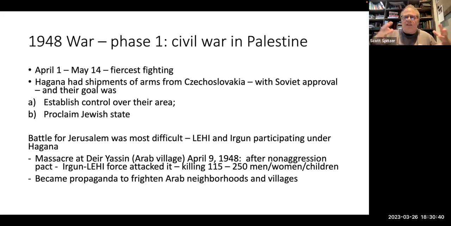Lehi and Irgun decide to come under the leadership of Ben Gurion. They're all fighting together. And then in Deir Yassin, an Arab village, on April 9th of 1948, after a non-aggression pact was signed with the city, there's an attack anyway. Irgun and Lehi forces attack that city. They kill 115 to 250 men, women, and children after they thought nobody's going to come in and we've already agreed to non-aggression. This becomes so terrifying to other Arab neighborhoods and villages that people just run. They hear that the Zionists are coming and they leave their cities. And that's part of the intention of this approach.